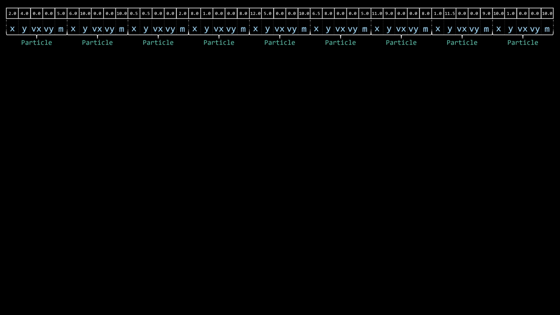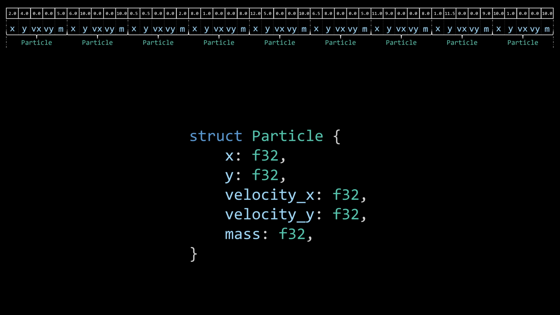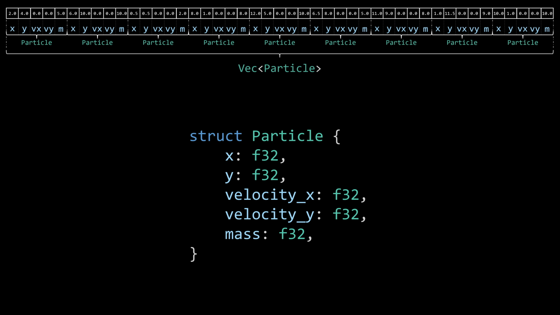If I have a program that simulates particles, the most natural way to represent them might look something like this. A particle is a structure containing an x position, a y position, an x velocity, a y velocity, and a mass. And then the entire system is simply an array of these particle structures. From a programming perspective, it makes perfect sense. Everything belonging to one particle is stored together.